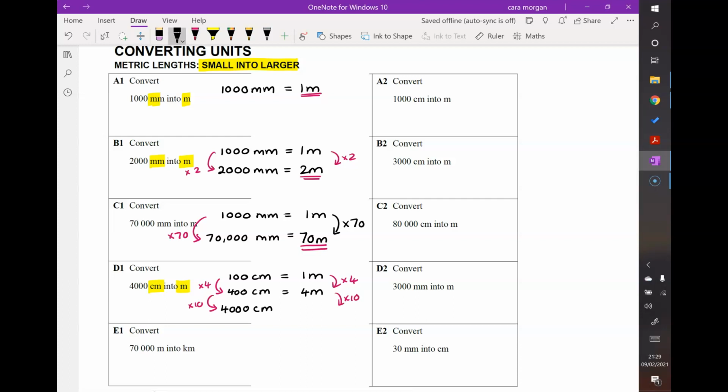It doesn't really matter how many steps you used, 1 or 2. It doesn't matter as long as you get to the right answer.